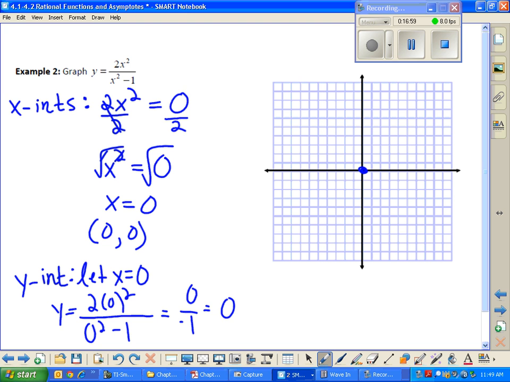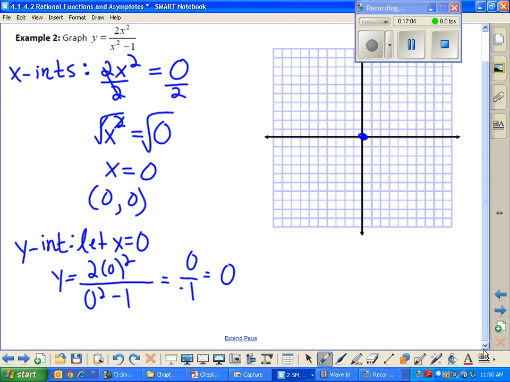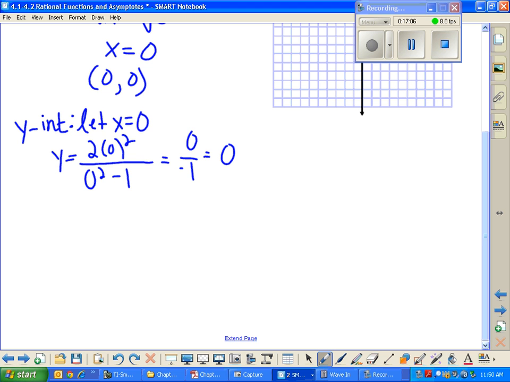Good? Now the asymptote. So I always start with the vertical asymptote. You find the vertical asymptote again, or asymptotes. There could be more than one, as we've observed already today. I do this by just letting my denominator equal 0.